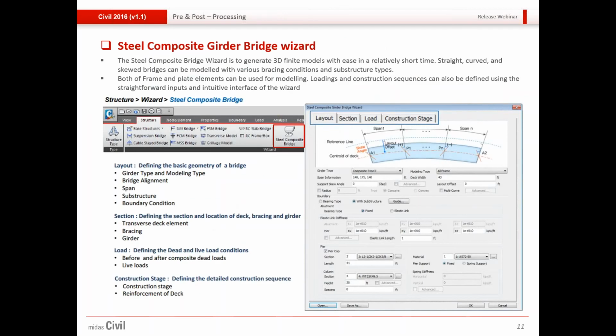Similarly, coming to the Steel Composite Bridge Wizard, here the inputs are less, right? Because there is no tendon. So accordingly, with every option remaining the same, you could generate the same kind of model. The only thing is, in the previous model, it was just beam or beam and frame. Whereas in this case, you could model the entire bridge as plate itself, because the girders also could be modeled as a plate element. So we'll just have a quick look at this wizard.